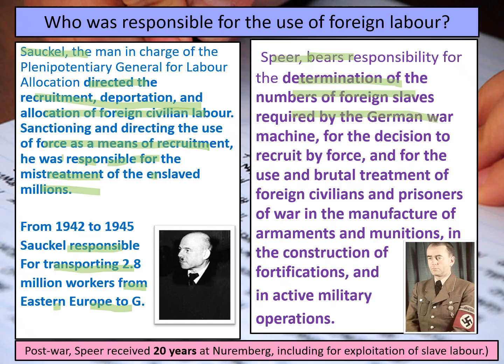He is also partly responsible for that decision to recruit by force and for the terrible treatment of those prisoners of war and civilians that had to manufacture arms and munitions for the German economy. So it's up to you what you would argue, whether you would see them as having equal responsibility or not. But obviously, Speer does receive a sentence for his exploitation of slave labour during the Nuremberg trials.